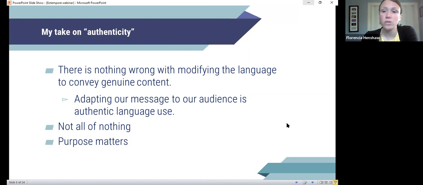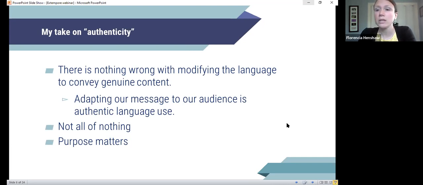So when we talk to an audience, when we write something for an audience, we adapt how we convey that message to target our audience so that our audience can understand it and engage with it. And so that, to me, is part of authentic language use. Also, it doesn't have to be all or nothing, right? So you don't have to go with 100% unmodified, and you don't have to go with 100% artificially sounding language, right? It is not all or nothing. I think that there's a lot of middle ground, and I think that there is room for both.